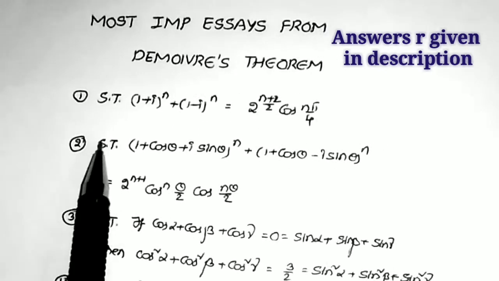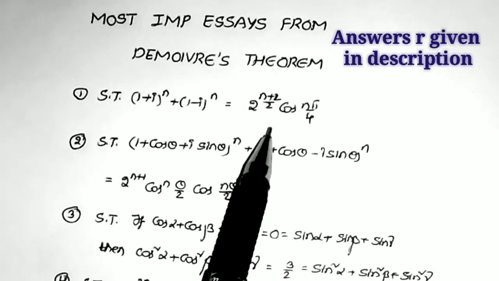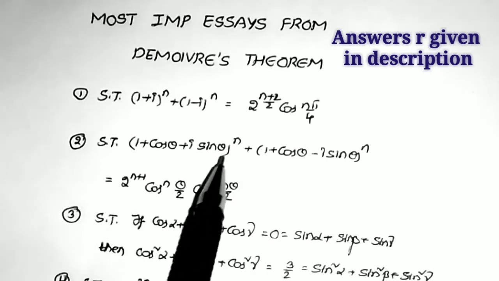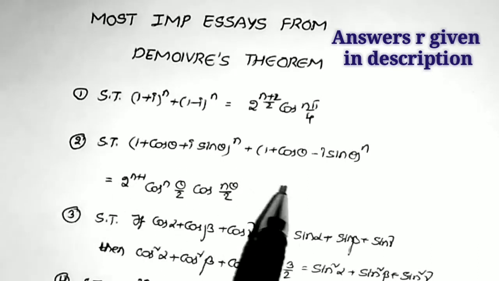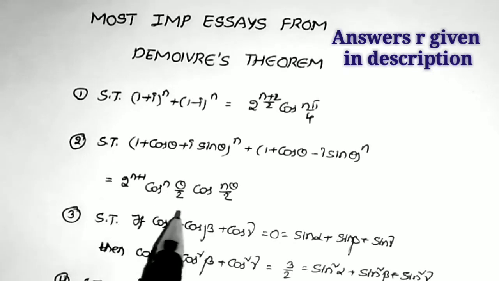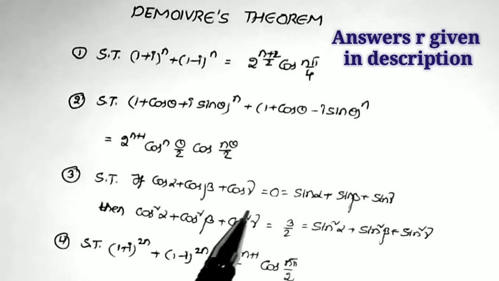So the first question, show that (1 plus i)^n plus (1 minus i)^n is equal to 2^(n/2 plus 1) into cos(n pi by 4). Second one, (1 plus cos theta plus i sin theta)^n plus (1 plus cos theta minus i sin theta)^n is equal to 2^(n plus 1) into cos^n(theta by 2) into cos(n theta by 2).